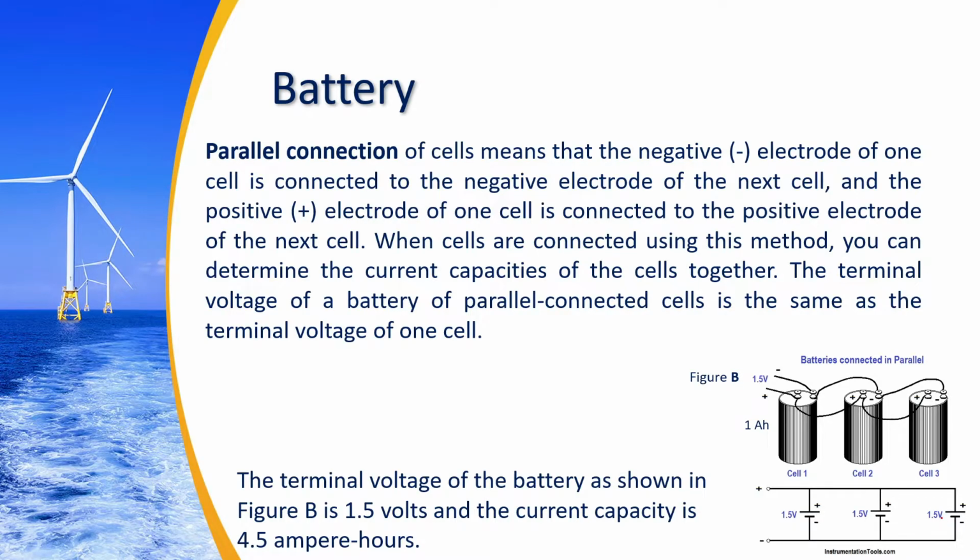Okay? Pero sa current capacity, mag-add yun. So, kung sa cell 1 ka, meron kang 1 ampere hour. Sa cell 2, meron ka rin 1 ampere hour. So, cell 3, meron kang 1 ampere. So, kunin natin yung sum ng tatlong yon. So, ayun yung magiging current capacity ng battery natin. So, magiging 4.5 ampere hours yun.